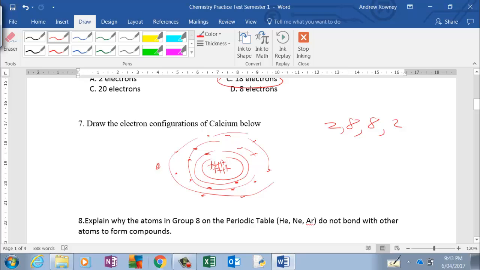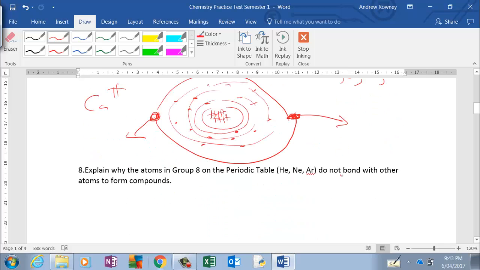and then there's 2 in the outside one. Another critical one is the 2 in the outermost shell, these 2 here, and that's why calcium is double plus, because these 2 outer electrons are easily lost in chemical reactions. Whereas group 8 on the periodic table, they don't bond with each other because they have complete shells. This one is in group 2, and when I say group 2, that is on the periodic table.